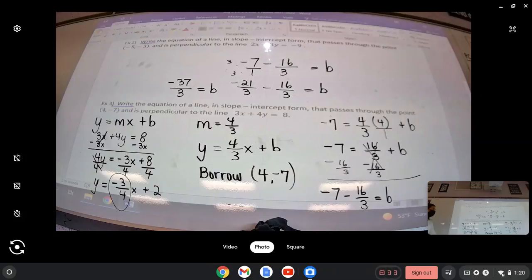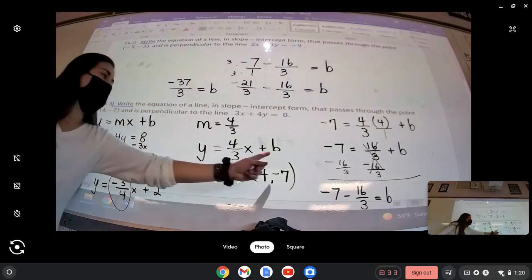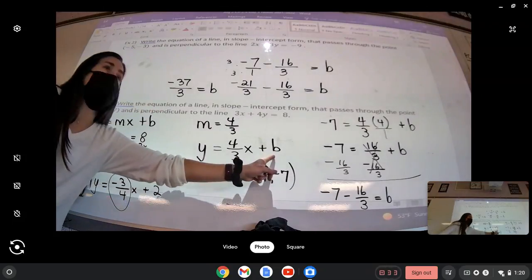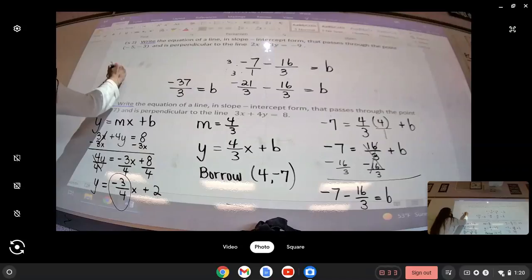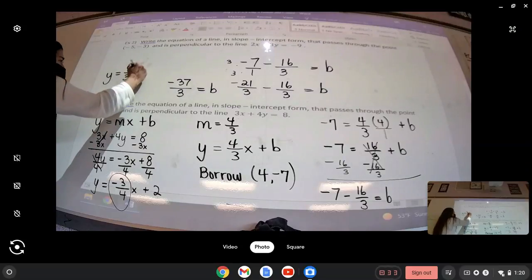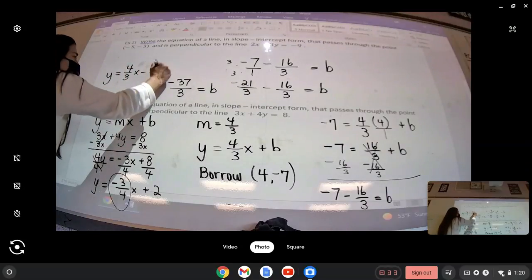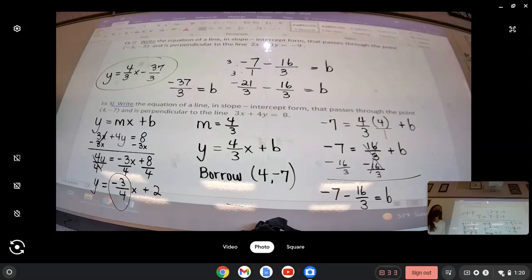It doesn't divide, it doesn't reduce. That's B. So you got to put that number in right there and be done. So y equals 4/3 x minus 37/3. And you're done. All right? I'm not saying that these problems have the nicest numbers to work with, but they are the same process over and over again. So you either have to get really good at using the calculator, or you have to get really good at being able to do it yourself.